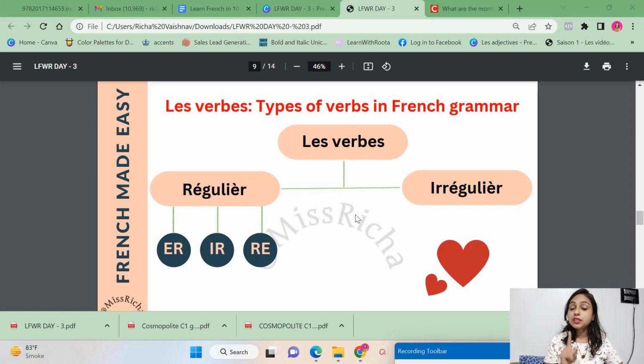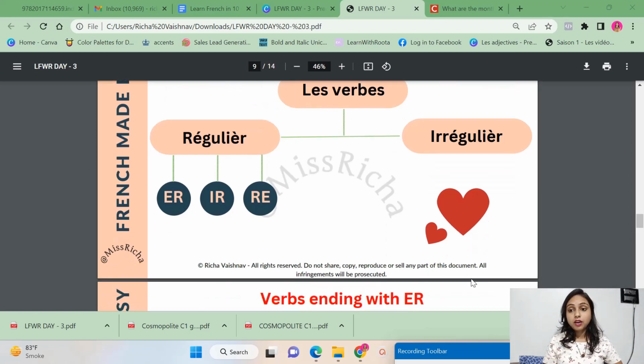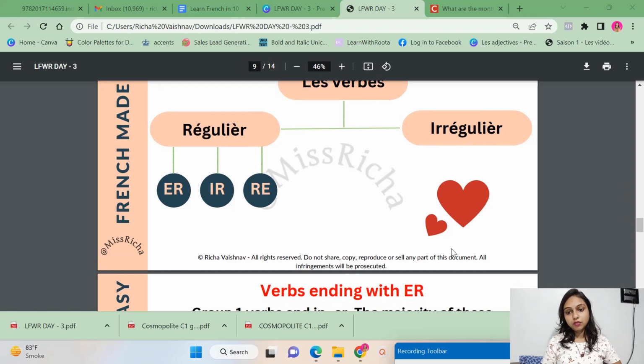So irregular verbs, y'all can see I've put a few hearts here to indicate you have to learn these irregular verbs by heart. There is no way forward. You will have to learn all of these. Now we will see what are the regular verbs. Okay.